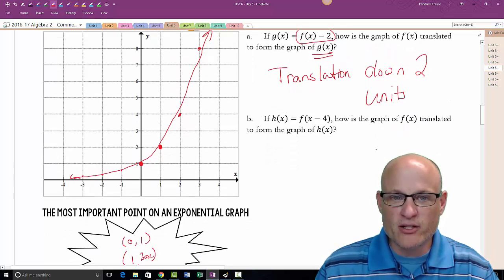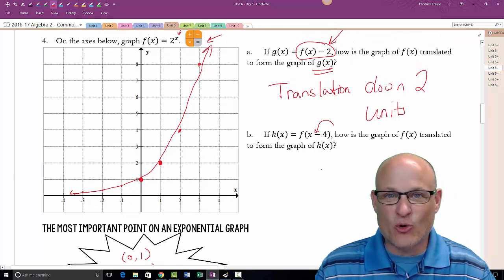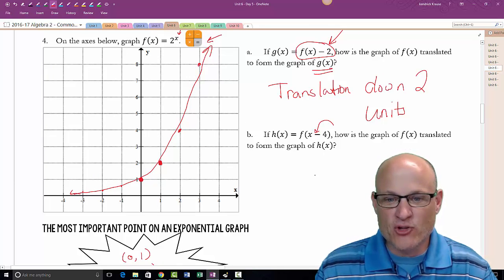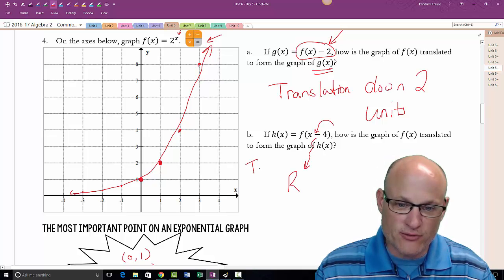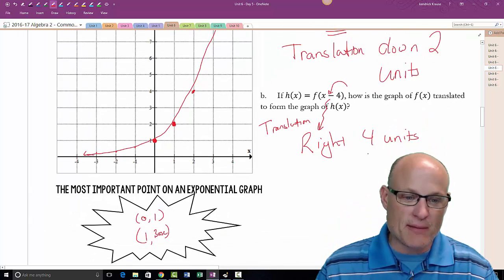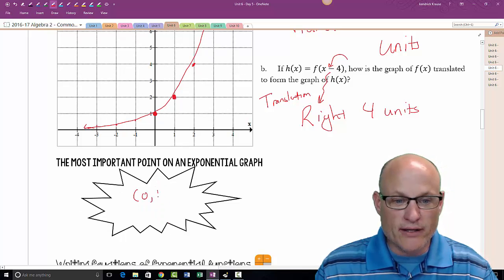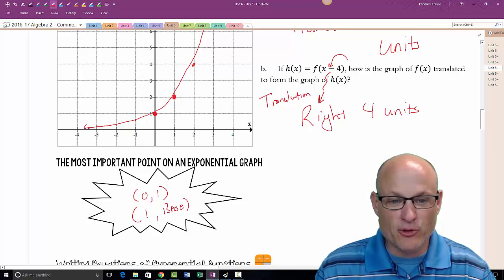Now on this one, we've got f of x minus 4. We have the x minus 4 inside the parentheses. So how is that translated? Now remember, it's opposite. So if this is minus 4, that means it's going right. It's a translation right 4 units. What I'd like you to try to remember is that all exponential functions go through (0, 1) and (1, whatever the base is). So I probably should have put 2 points in there.